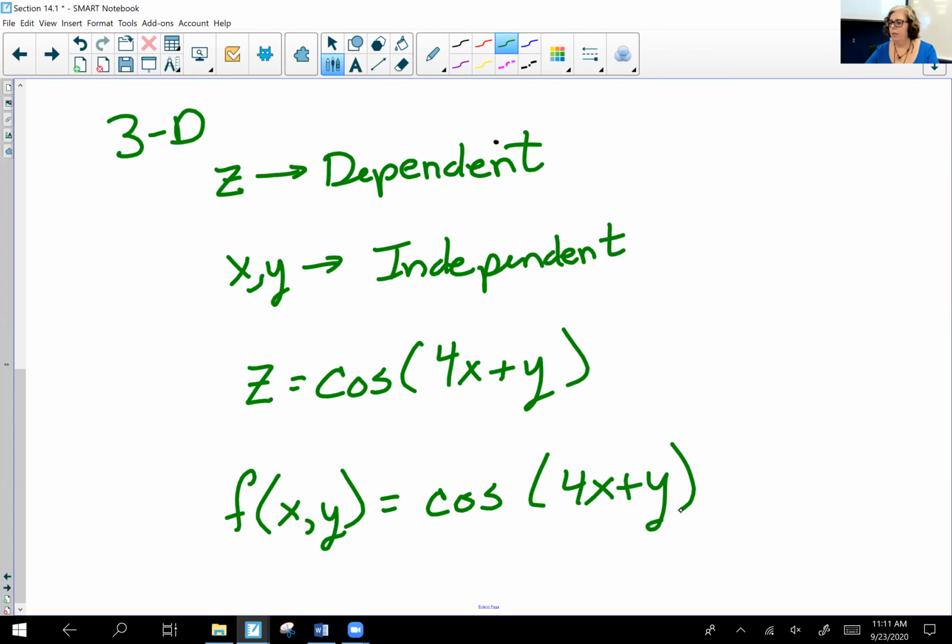Okay. So do you see how the notation is going to change a little bit for us? It might be z equals, it might be f of x comma y equals. Ultimately, what we're going to do as we move through this chapter, it's like we go back to the beginning. We talk about things graphically and visually and verbally and what that means.